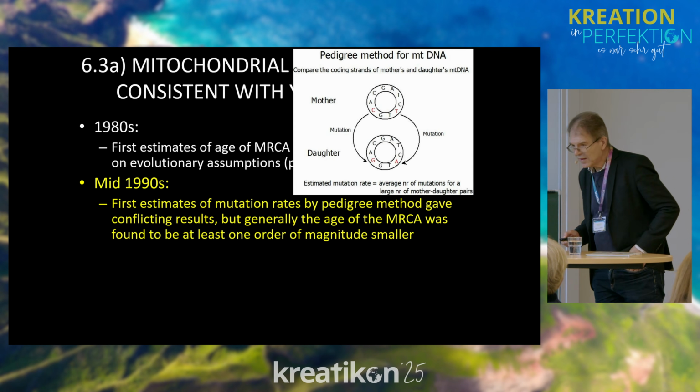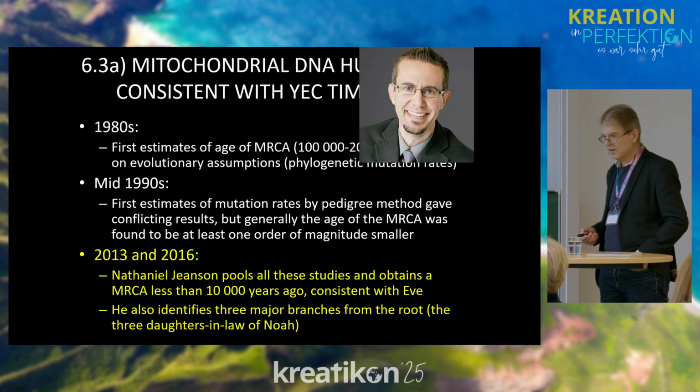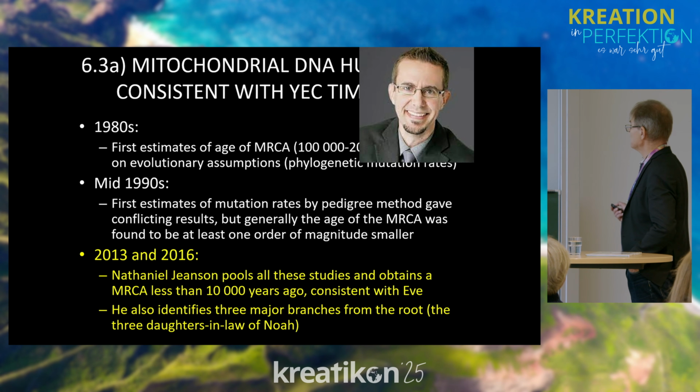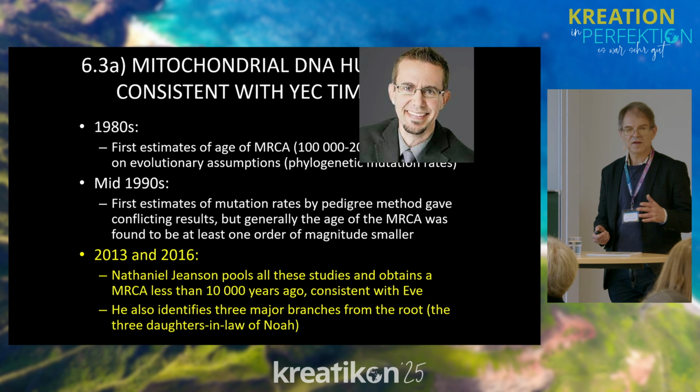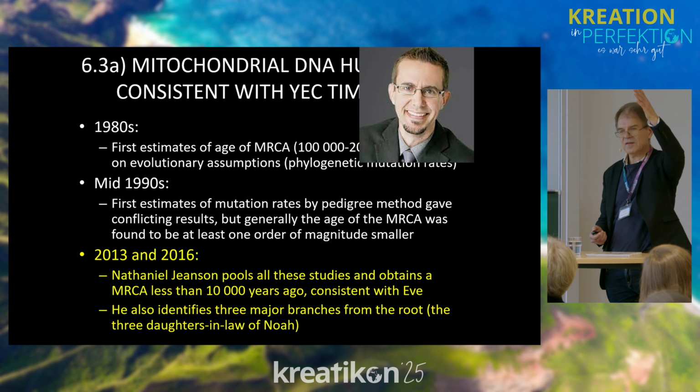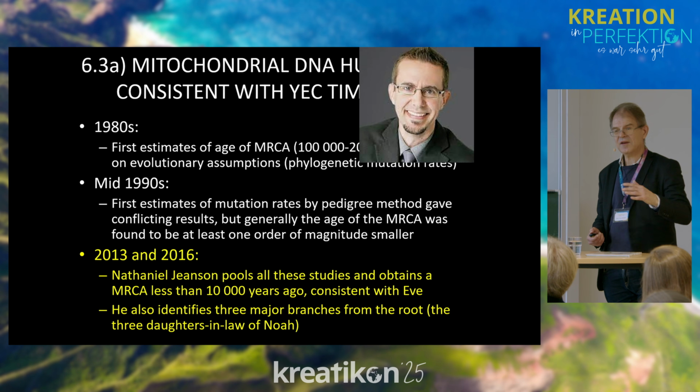And then in 2013 and 16, Nathaniel Jensen pooled all these studies and obtained a most recent common ancestor less than 10,000 years ago, consistent with Eve. He also identified 3 major branches from the root, and that could correspond to the 3 daughters-in-law of Noah. Because if you take the female line, it doesn't pass the wife of Noah, because then it goes through the sons, and this is a female tree. So that is consistent with it.